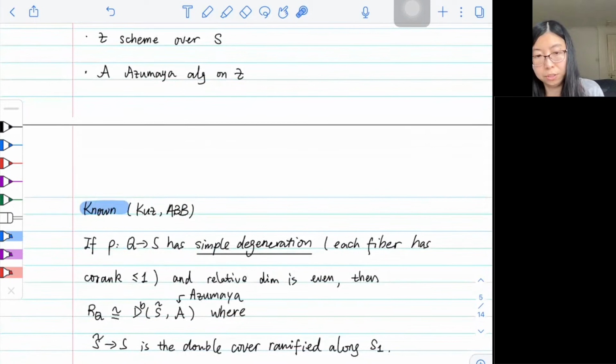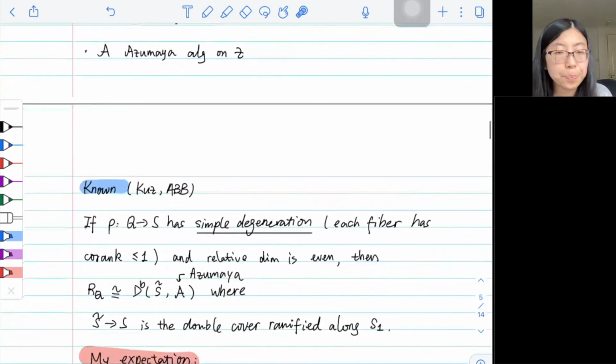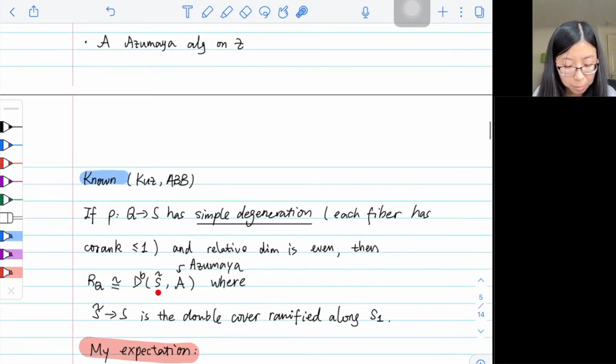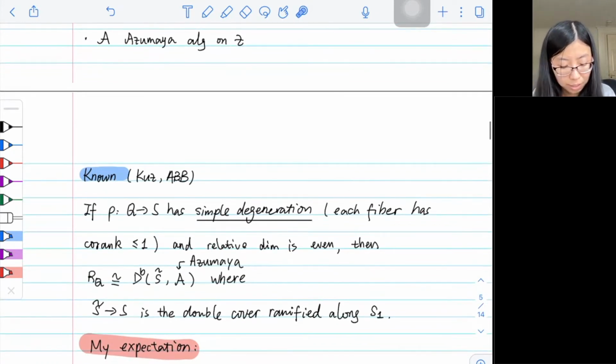So under these two situations, we'll have that the residual category is equivalent to the twisted derived category on some scheme S tilde, where S tilde is the double cover ramified along this degeneration locus S1, the locus where the fibers are singular.